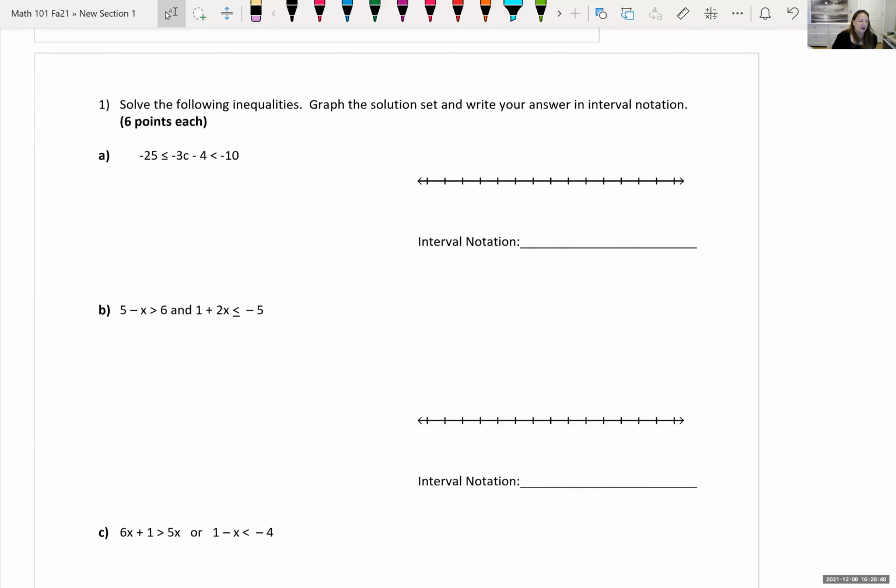Okay, so we have the second part of the course, and this is the exam, the previous final exam. Solve the following inequalities, graph the solution set, and write your answers in interval notation. So I'm going to pause the video while you have a chance to try.